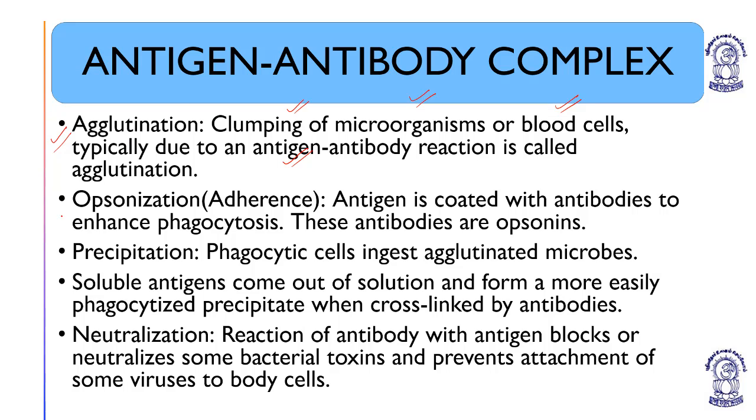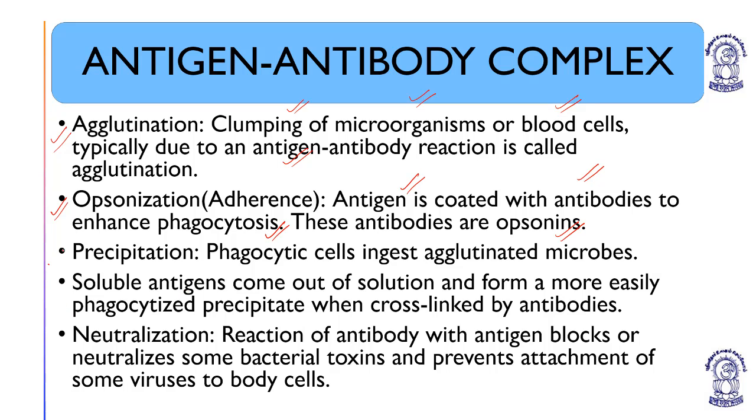Then opsonization. Opsonization is the process of making the phagocytosis of the antigen antibody complex or the complement system easy. The antigens are coated by antibodies, and these antibodies are known as what? Opsonins. These opsonins coat the antigen, and now this antigen is presented to different types of cells like macrophages and other phagocytic cells.